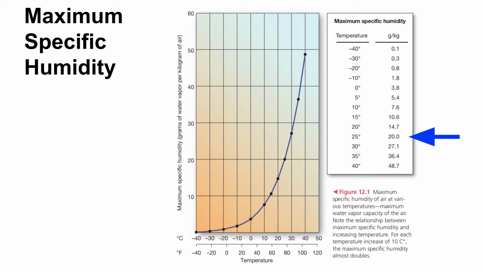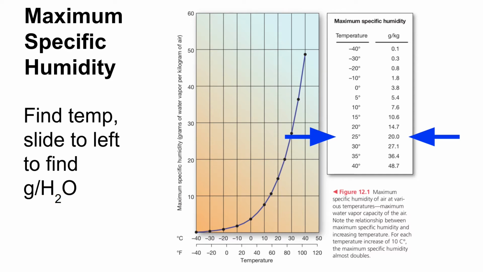You can also find the dew point temperature. If you know that you have 20 grams of water vapor per kilogram in the air, the dew point temperature for that is 25 degrees. Another way of thinking of that is, if it's 25 degrees, the maximum specific humidity is 20 grams. If you have 20 grams, the dew point temperature is going to be 25 Celsius. So you find the temperature, slide to the left to find grams of water vapor.